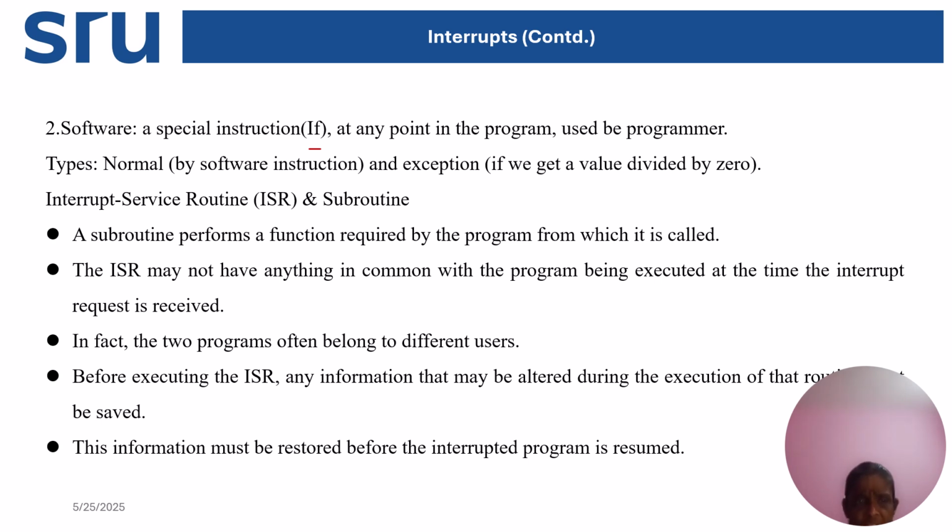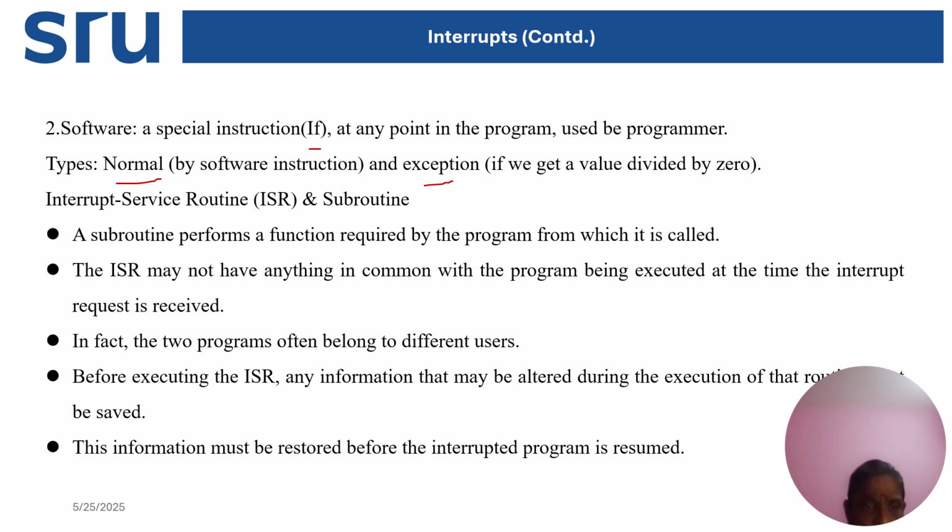So in software, there are two types. Number one, normal. Normal means by software instruction. By software we are giving the code, that is why the sequence is disturbed. And then exception. Exception means normally any number divided by 0 should not come. Suppose if it is coming, it is a violation. That violation is called an exception. It will not happen frequently, but sometimes if it happens, it is known as an exception.